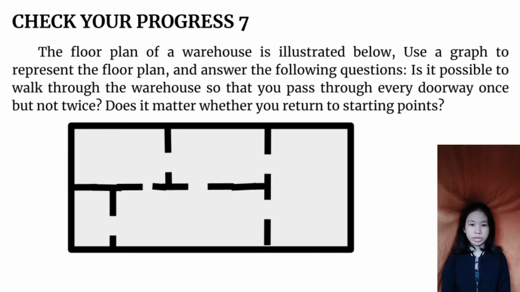Check your progress 7. The floor plan of the warehouse is illustrated below. Use a graph to represent the floor plan and answer the following questions. Is it possible to walk through the warehouse so that you pass through every doorway once but not twice? Does it matter whether you return to the starting point? It is possible, but there are one or two doorways that you can pass through, and the warehouse has an equivalent representation.